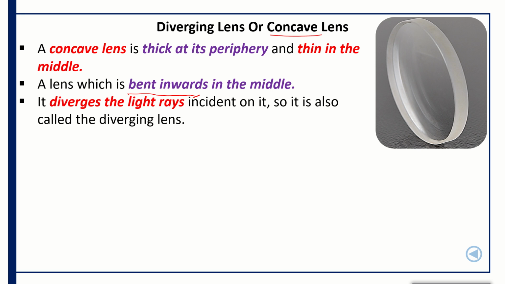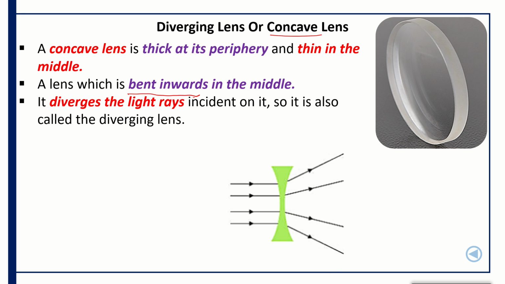It diverges the light rays which are incident on it. So it is also called a diverging lens. When light falls on a concave lens, what happens? The light rays get diverged outwards. So this lens is diverging the light rays, so we call this lens a diverging lens.